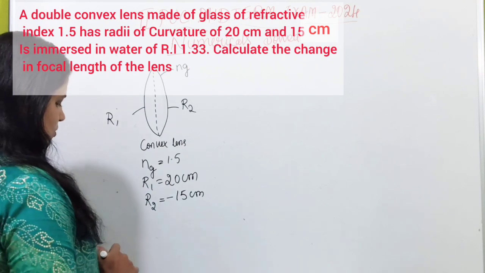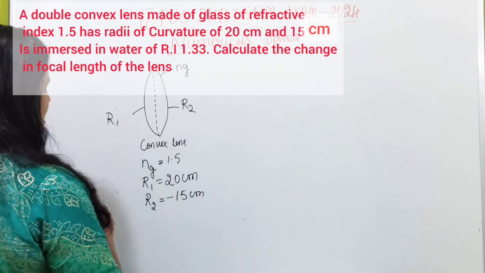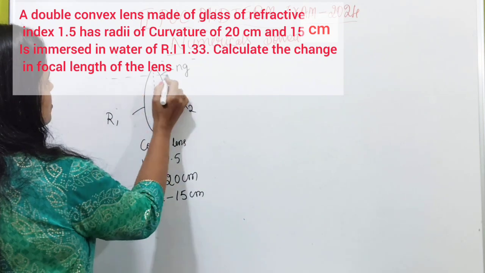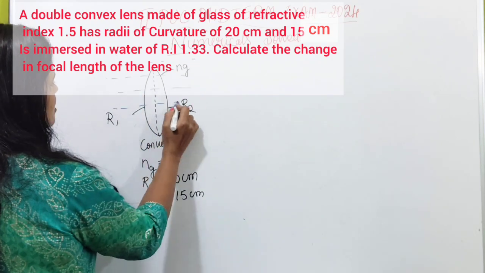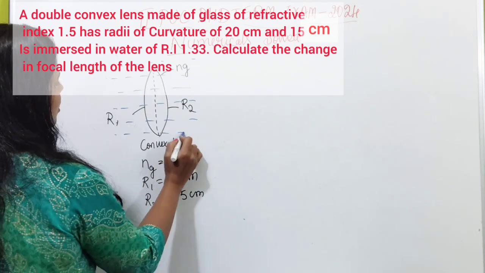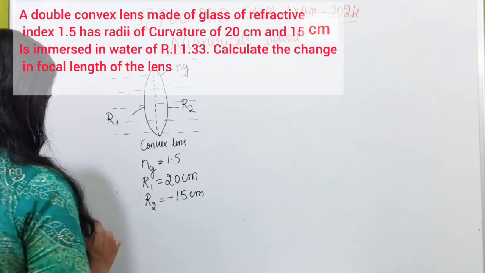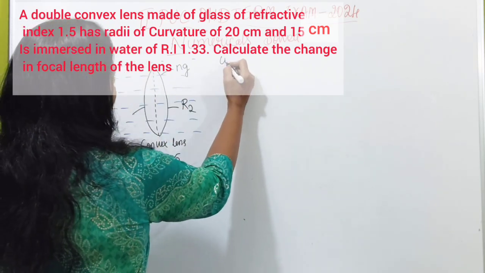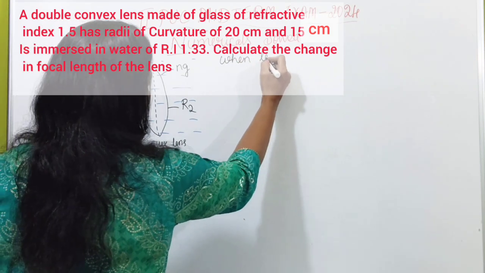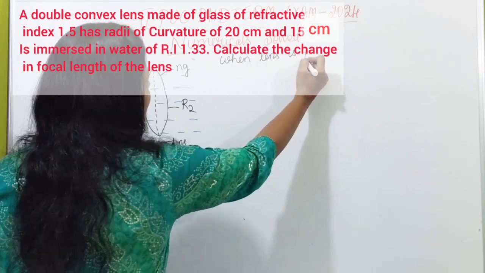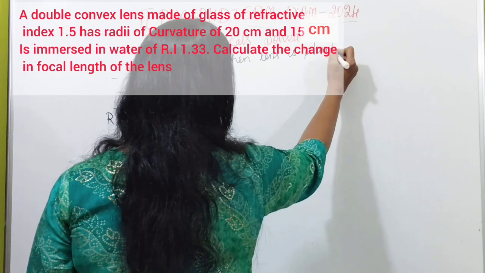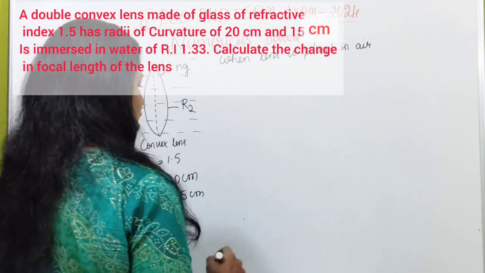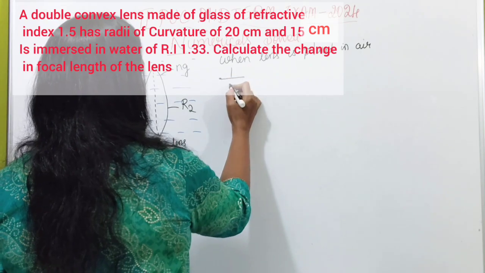Right? Now, this lens is placed inside the water. When it is immersed in water, what happens to the focal length? If I immerse it in water medium, then what happens to the focal length? First, let us calculate when it is placed in air medium. When the lens is placed in air medium, how to write the equation?